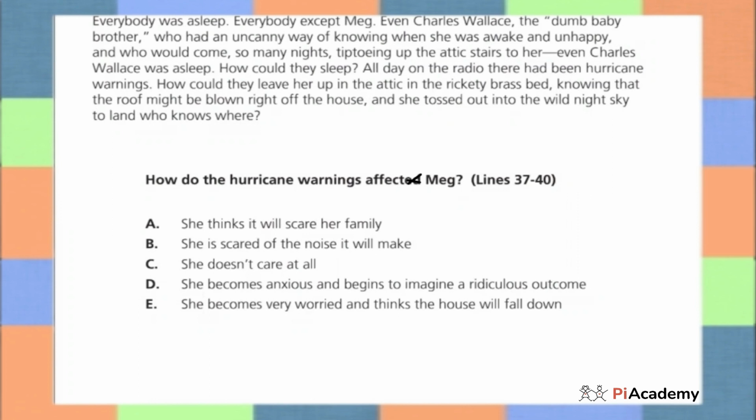Thank you very much. How do the hurricane warnings affect Meg? She thinks it'll scare her family. She's scared of the noise it'll make. She doesn't care at all. She becomes anxious and begins to imagine a ridiculous outcome. She becomes very worried and thinks the house will fall down. Okay, so the answer, the majority of you have said D.